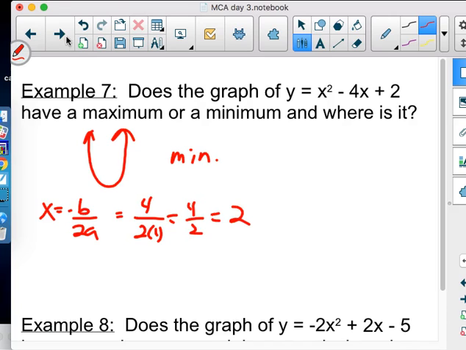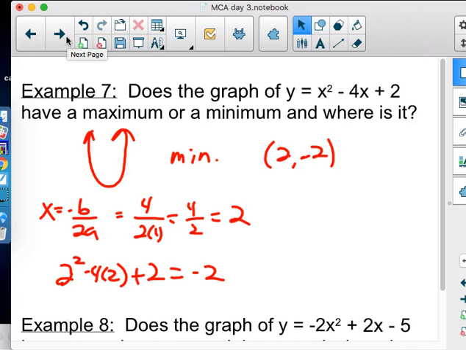And then to get the y, you just plop the 2 into the formula up there. So 2 squared minus 4 times 2 plus 2. Well, that's 4 minus 8, which is -4, and -4 plus 2 is -2. So the vertex is 2, -2.